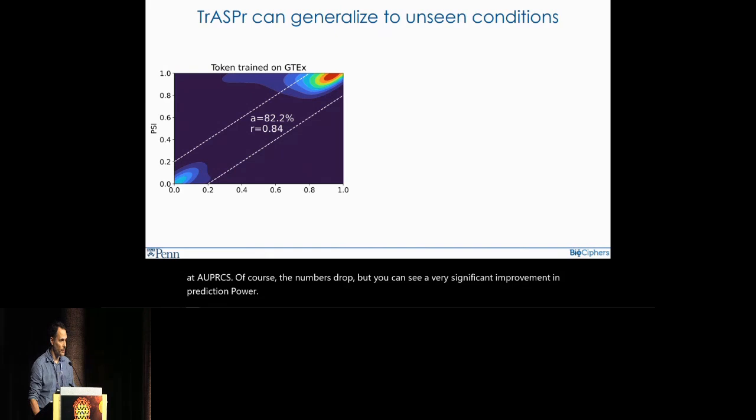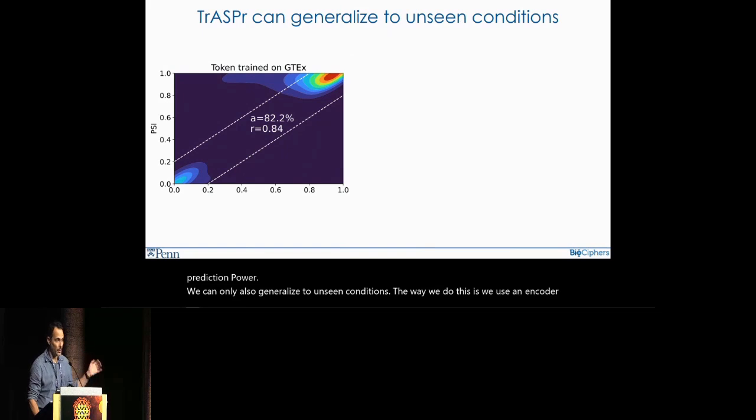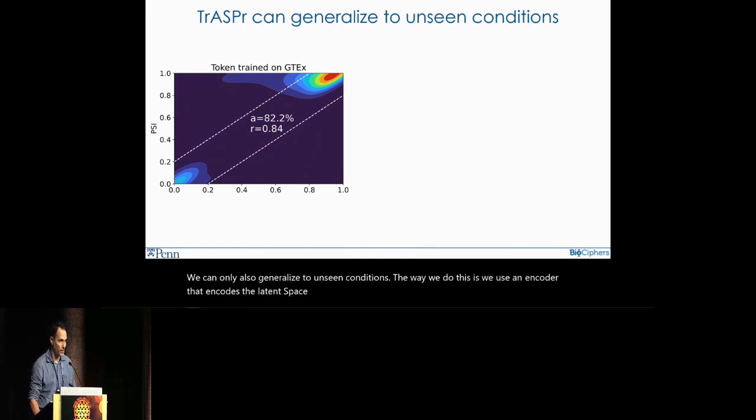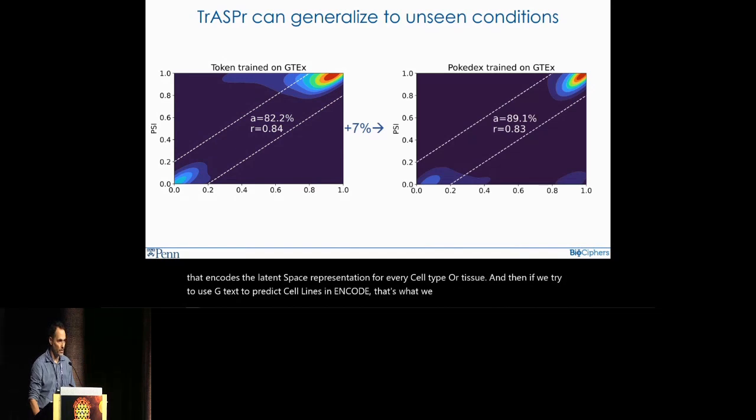We can also generalize to unseen conditions. The way we do this is we use an encoder that encodes the latent space representation for every cell type or tissue. And then if we try to use GTEx to predict cell lines and encode, that's what we get. If we use this, we can improve it further.